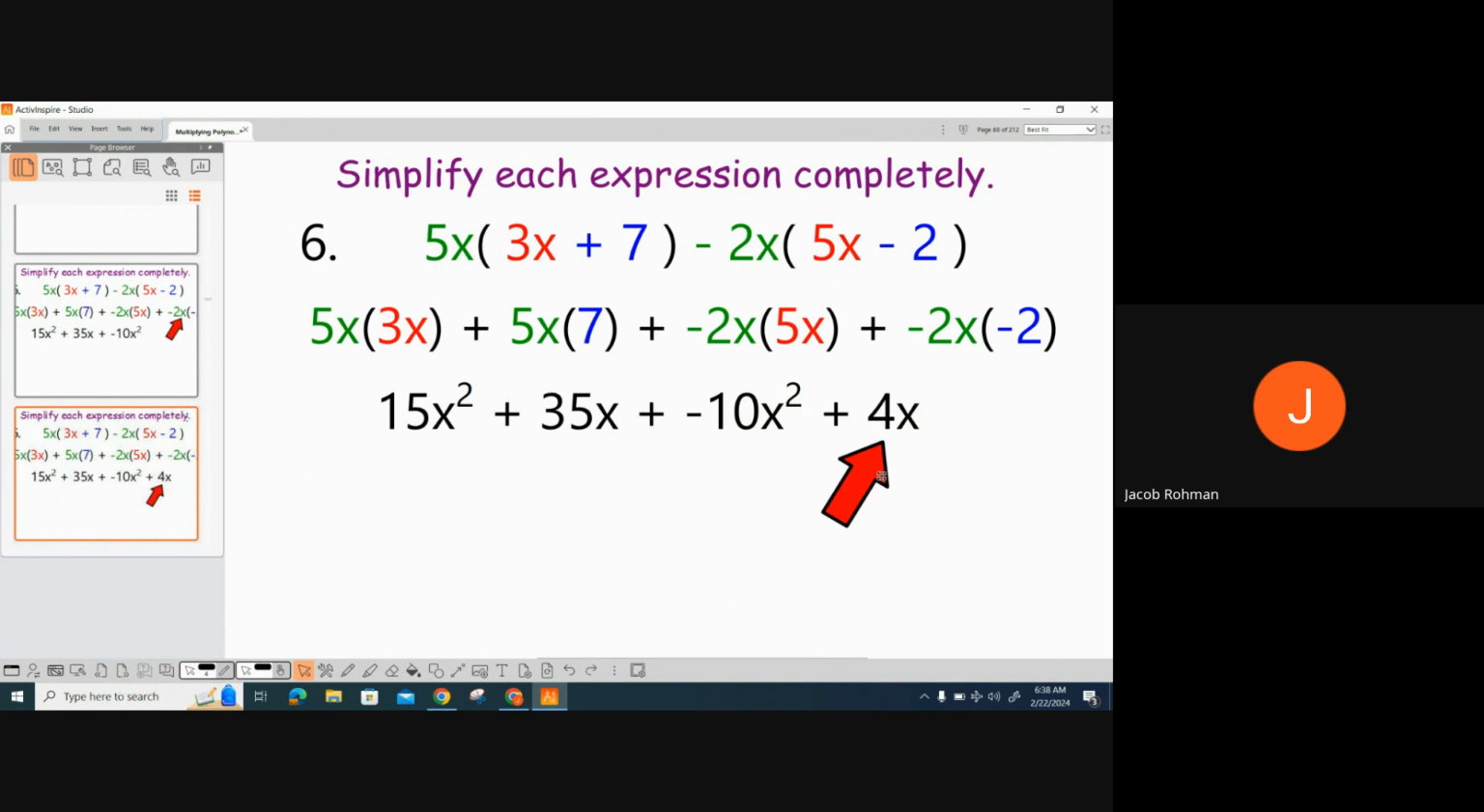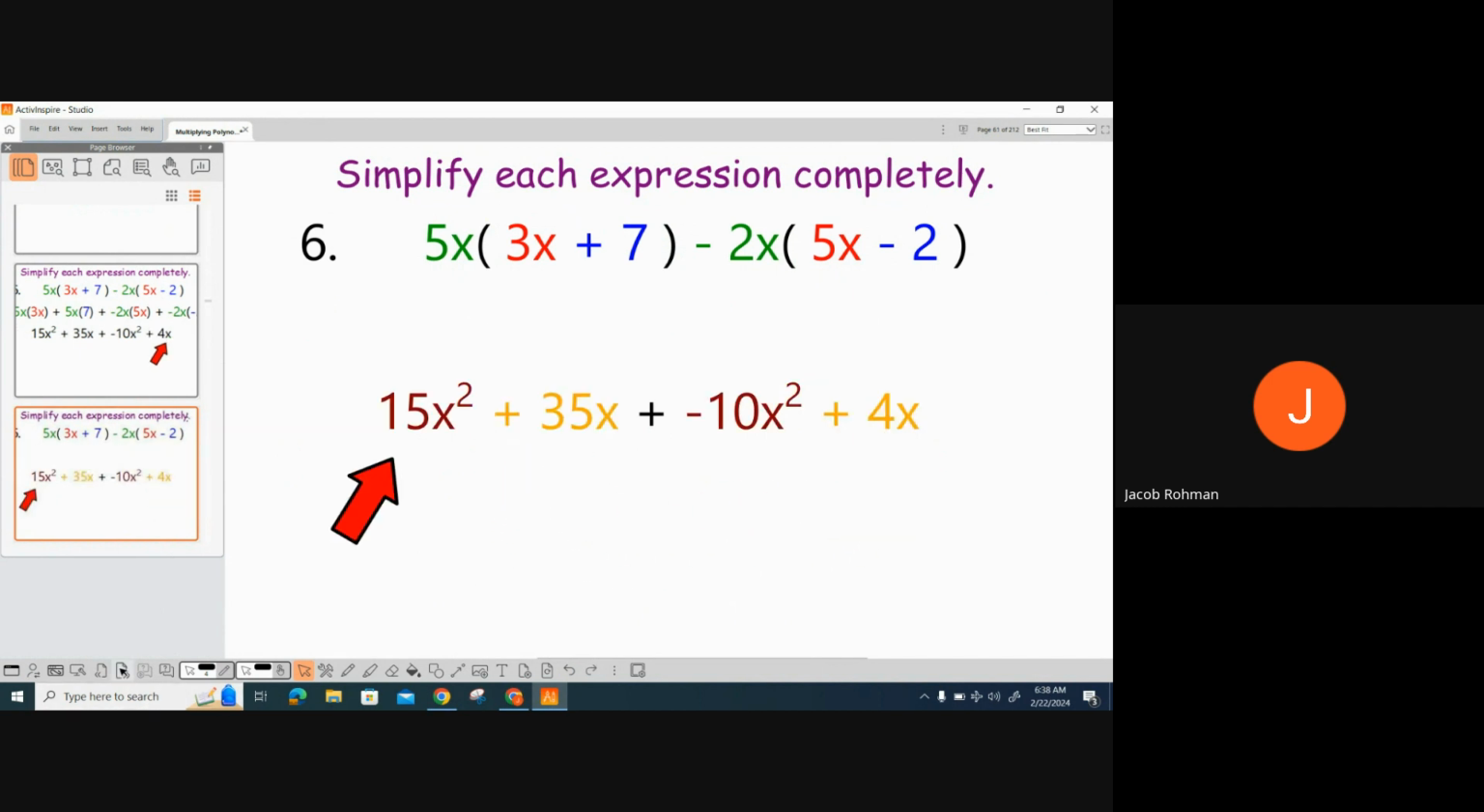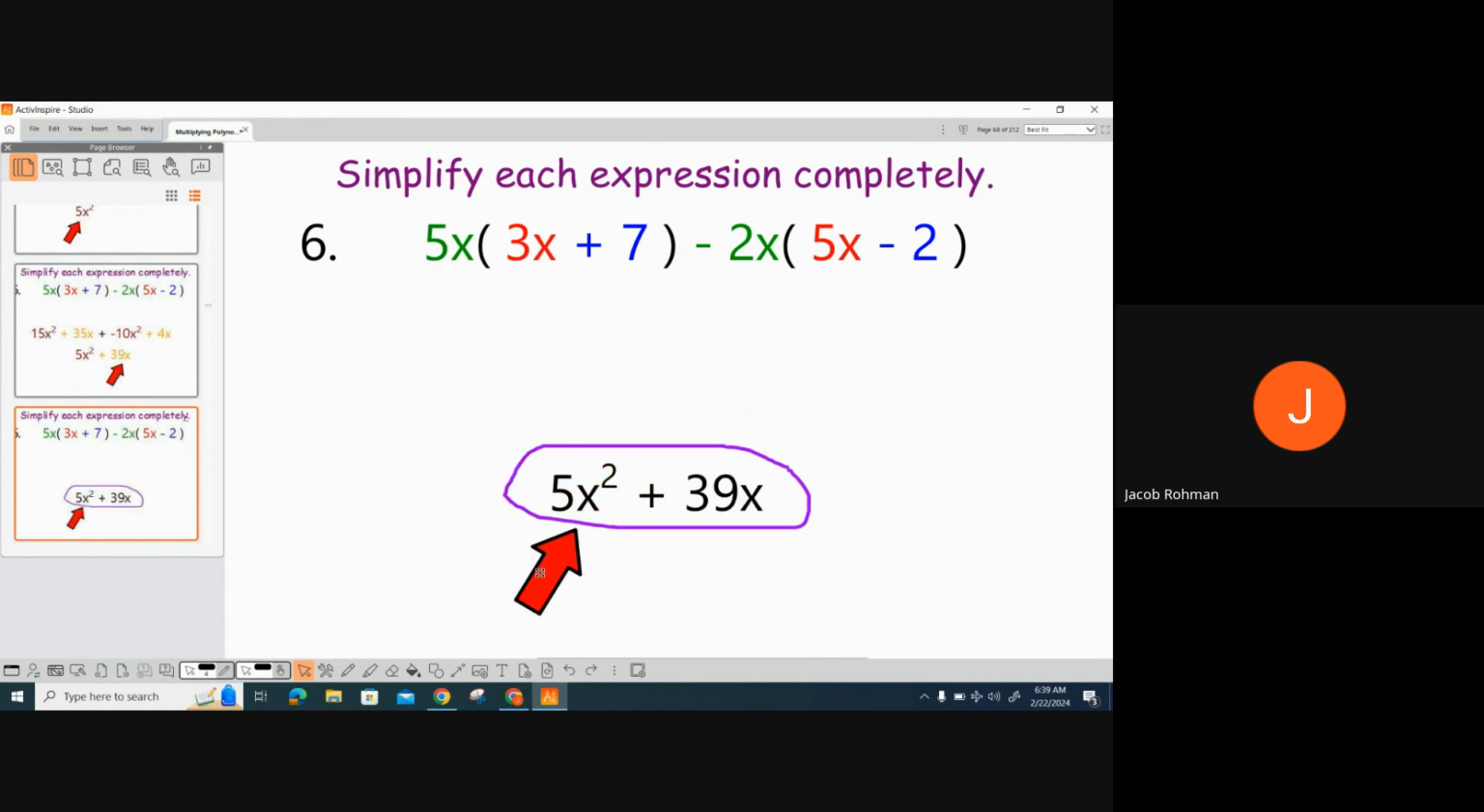Now again, there are like terms in this expression. So we need to say the 35x and the 4x, those are like terms. And then the 15x squared and the negative 10x squared, those are also like terms. So let's just combine the brown terms for a moment. That would give us positive 5x squared. And then when I combine the orange terms, that's going to give me a positive 39x. So this would be our final simplified expression.